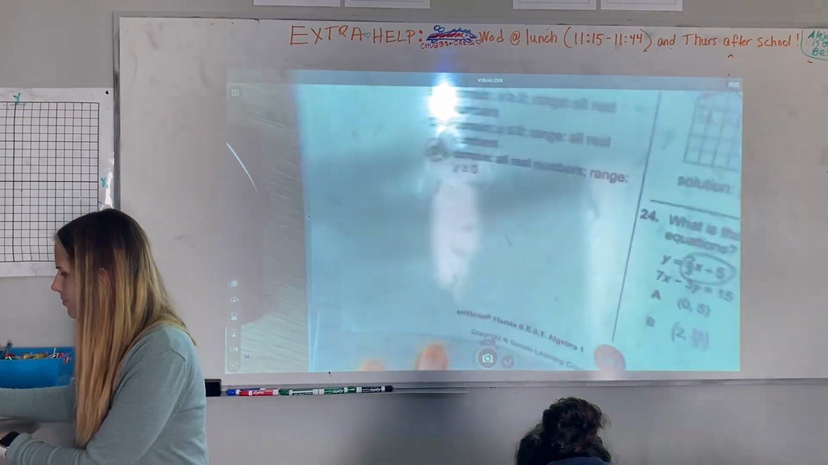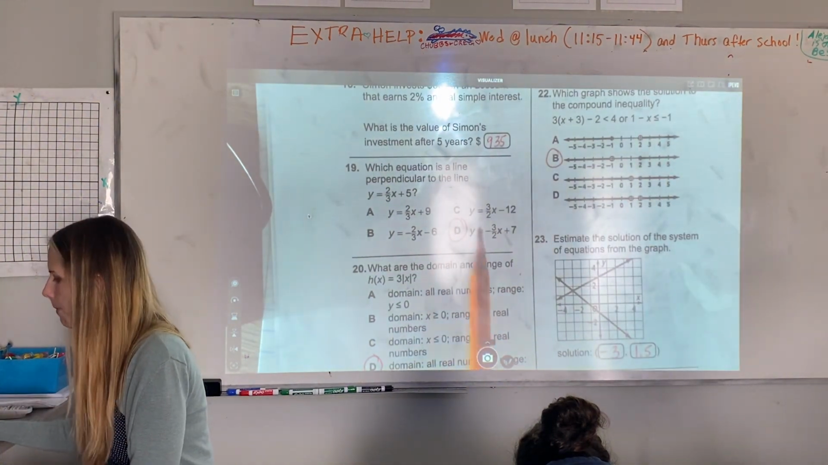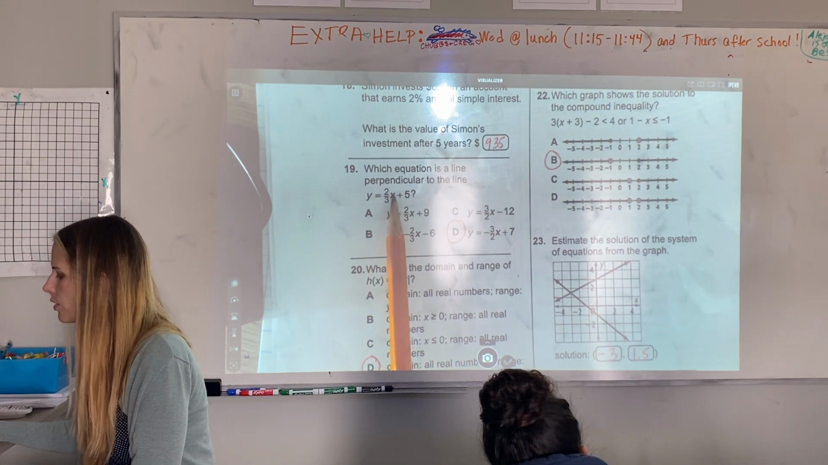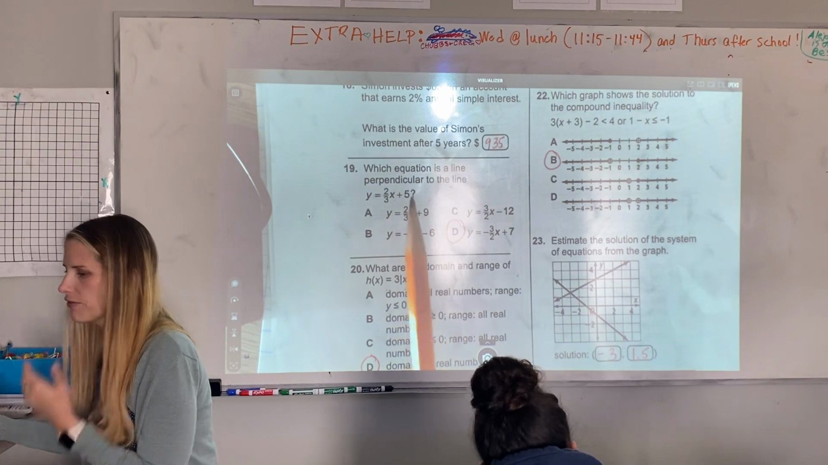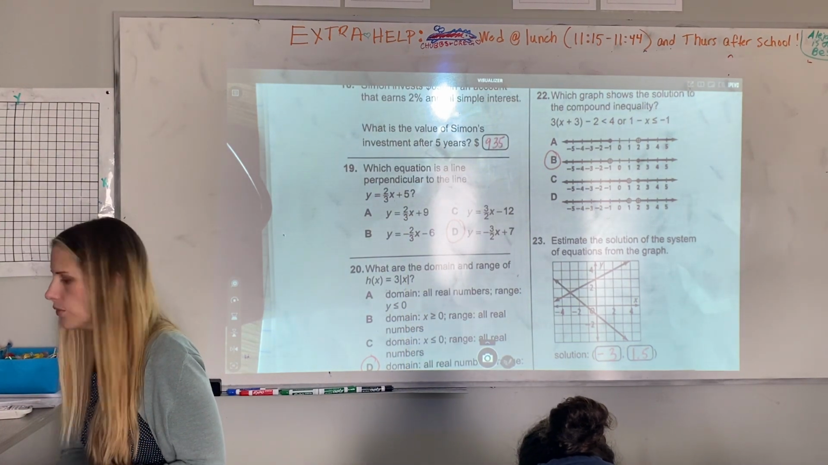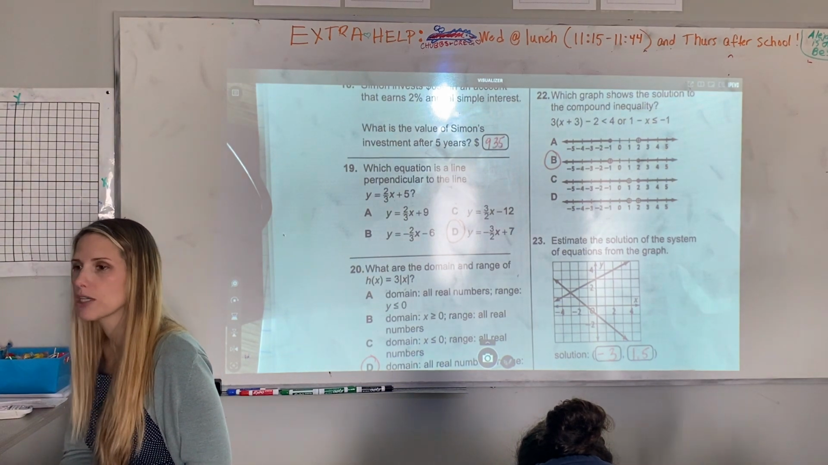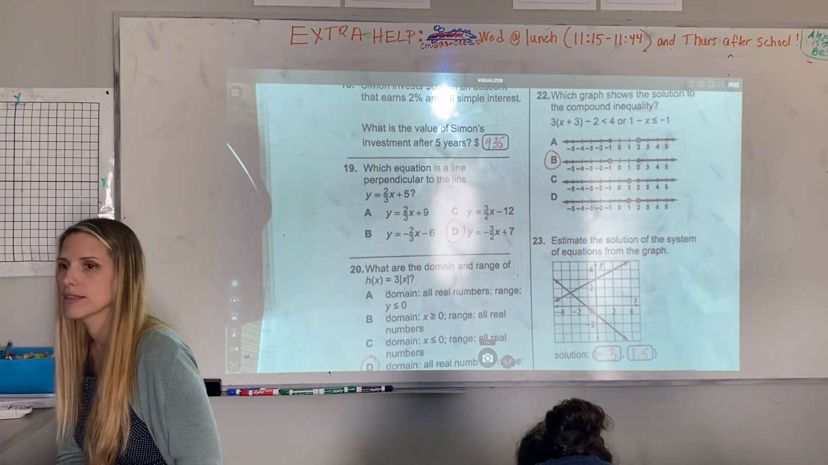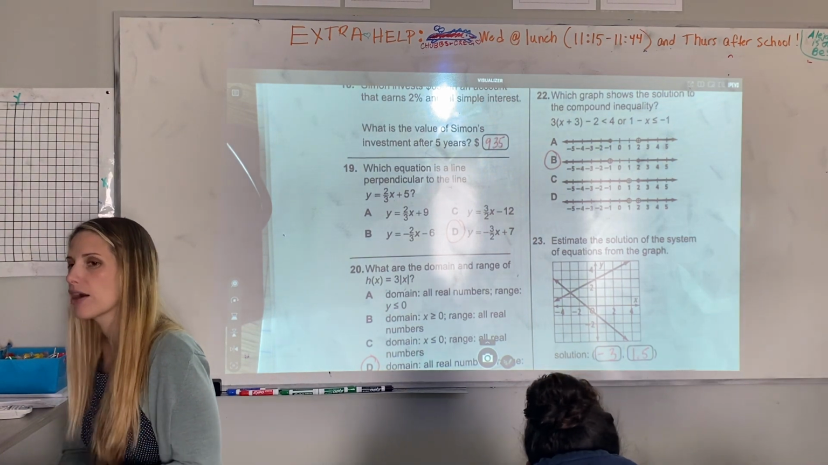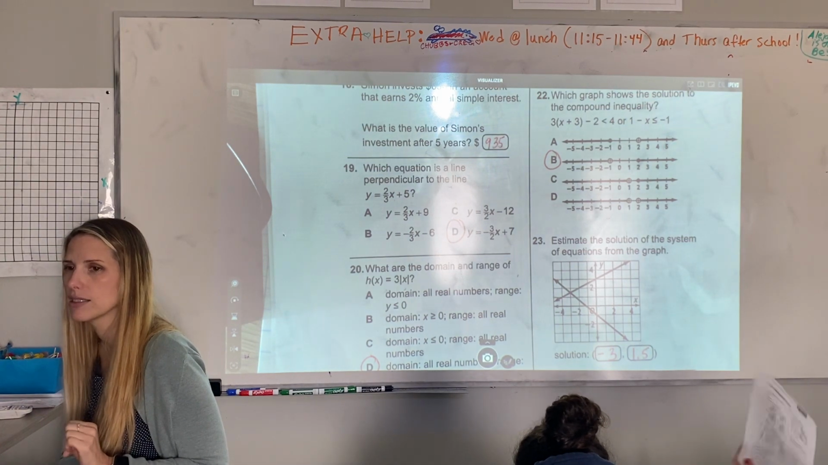Number 19. Which equation is a line perpendicular to the line y equals 2/3 x plus 5? This one actually is probably simpler than you think. All you have to do is remember your rule about slopes of perpendicular lines. It's different than the relationship of slopes with parallel lines, but there is a relationship. Do you remember what it is?